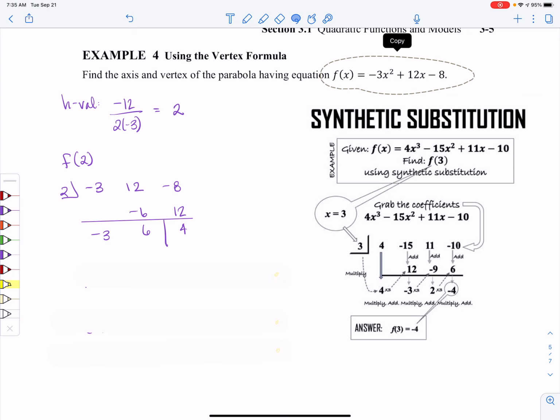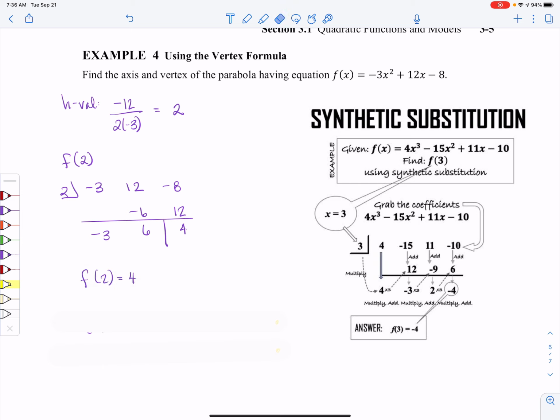Now, the work that I've shown here is called synthetic substitution. I'm actually going to make a separate video on this. The graphic walks you through it, and I'm going to use this graphic on the other video. All this is an alternate way of substituting, and it's actually a faster way of substituting. So that's what you see here. I'm not walking you through that particular work. That'll be on a separate video.